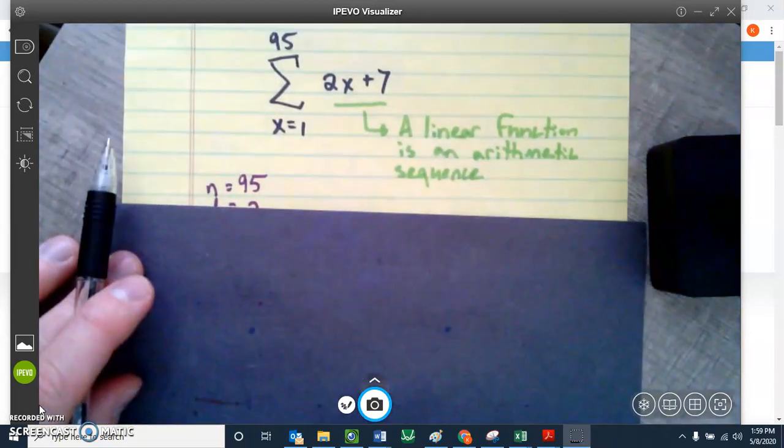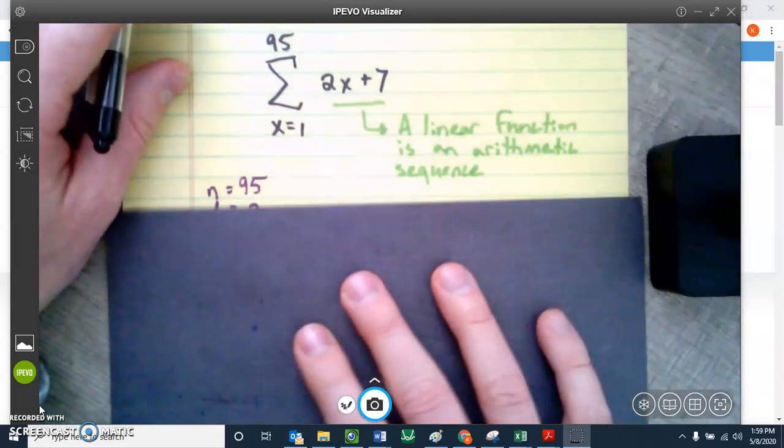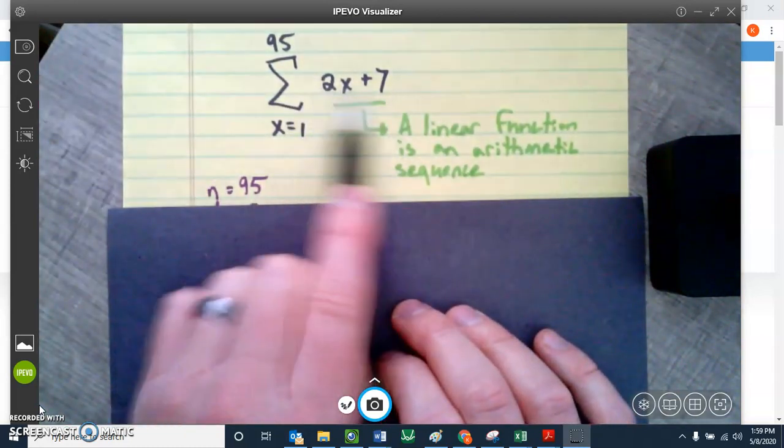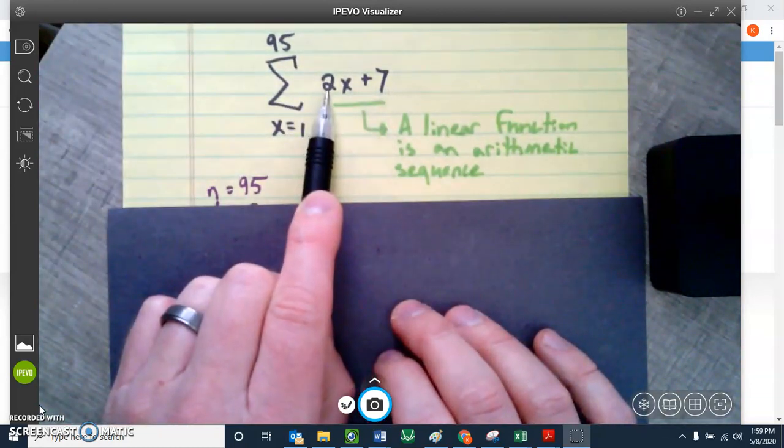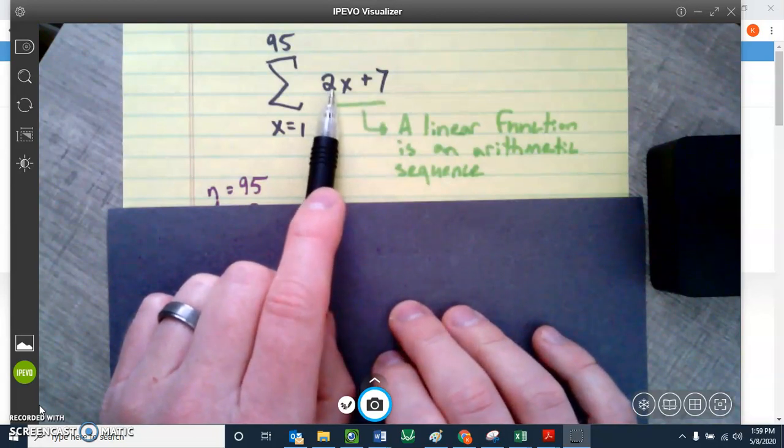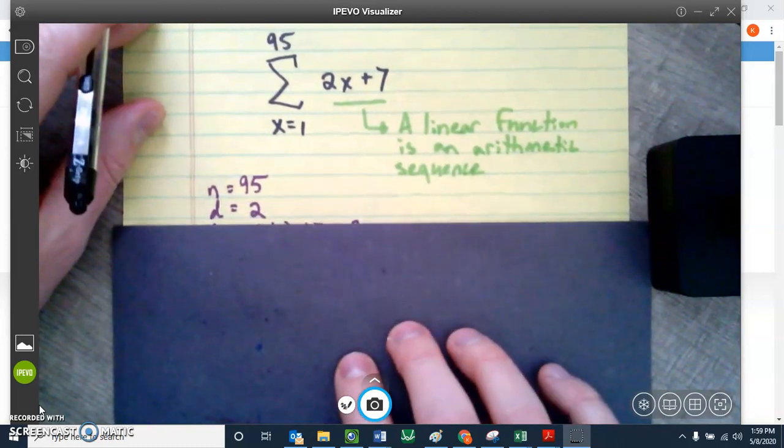I wrote down the common difference. I didn't need to, but by looking at this, the common difference is always the slope, how much it changes by. It's actually not in our formula unless we use that other version. So I wrote it down just in case, but we didn't need it.